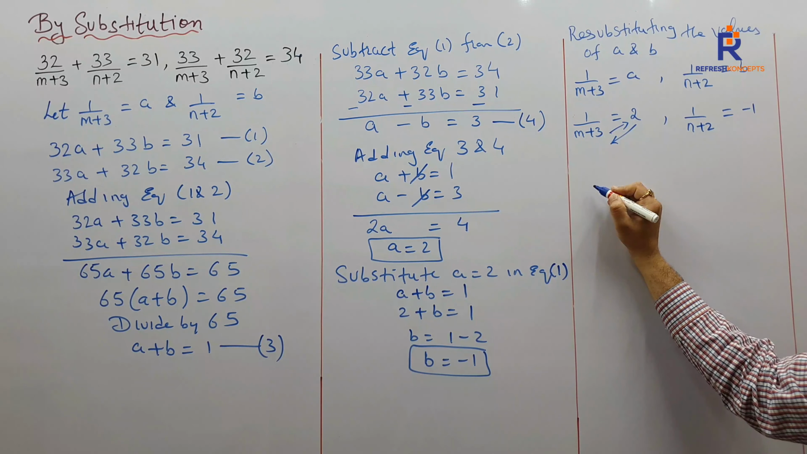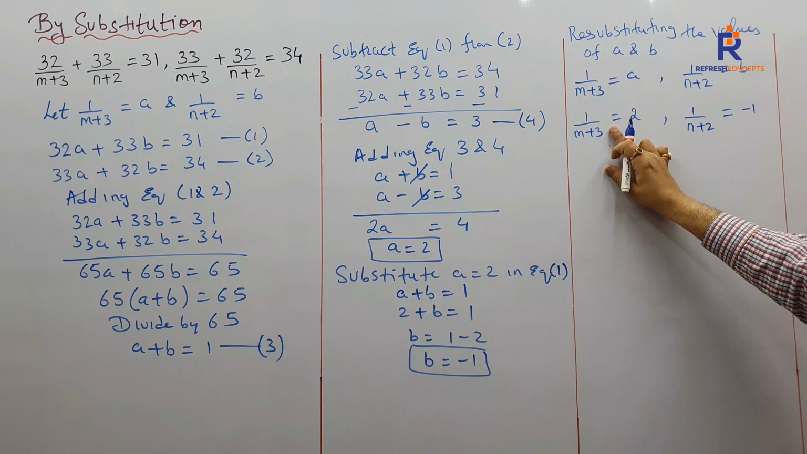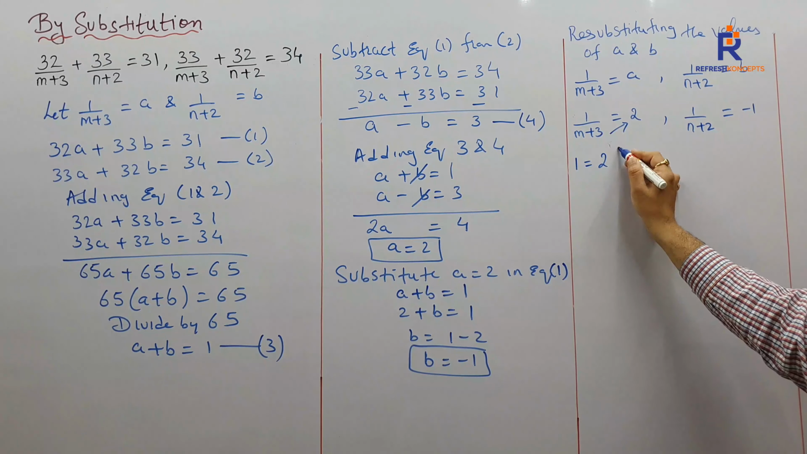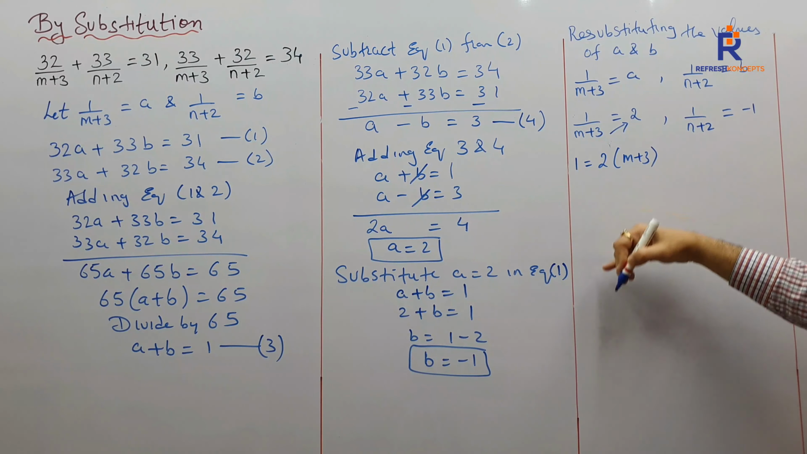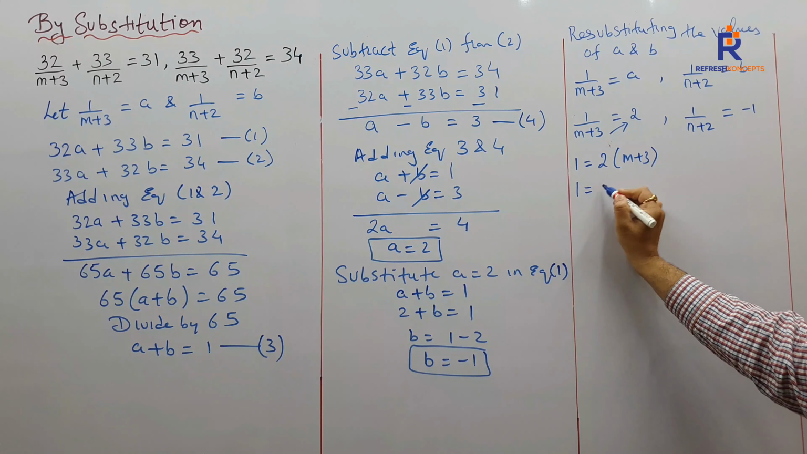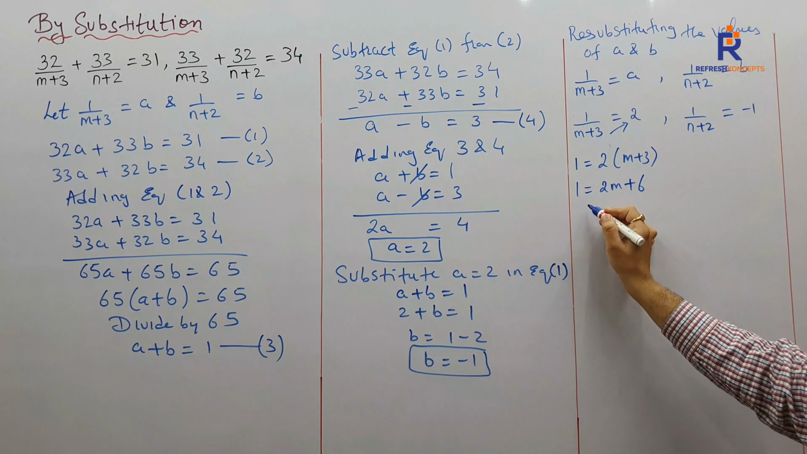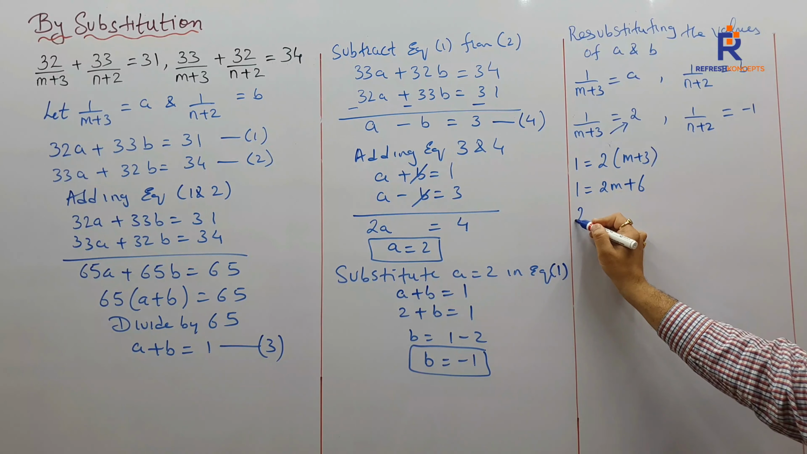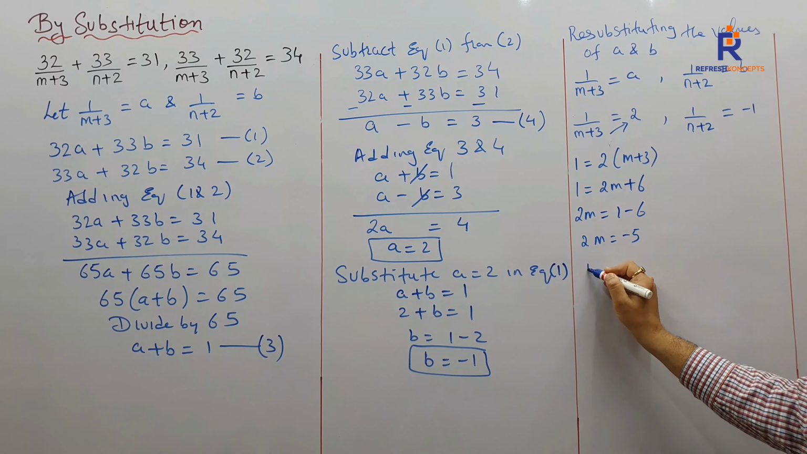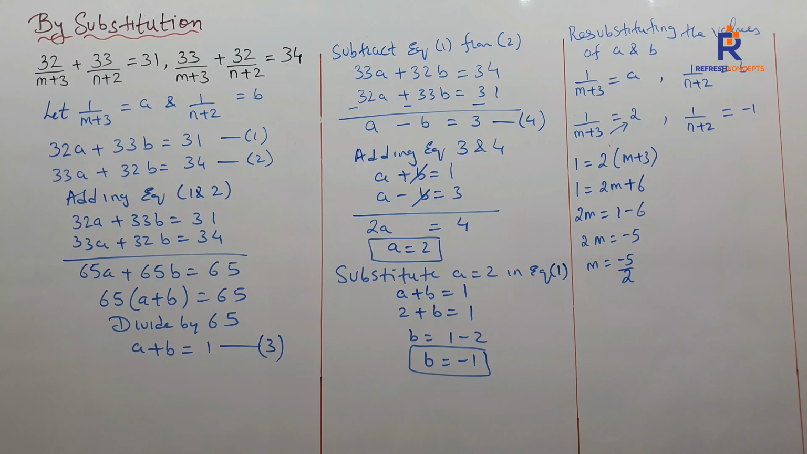Right, children? Is it correct? Should I go in this way? No, you should not. It's better that you take this over here. Then 1 is equal to twice m plus 3. Let me solve this first. 1 is equal to 2m plus 6. Bring this fellow here, plus 6 goes over there: 2m is equal to 1 minus 6, 2m is equal to minus 5. m is equal to minus 5 by 2. What is the value of m? m is equal to minus 5 by 2.